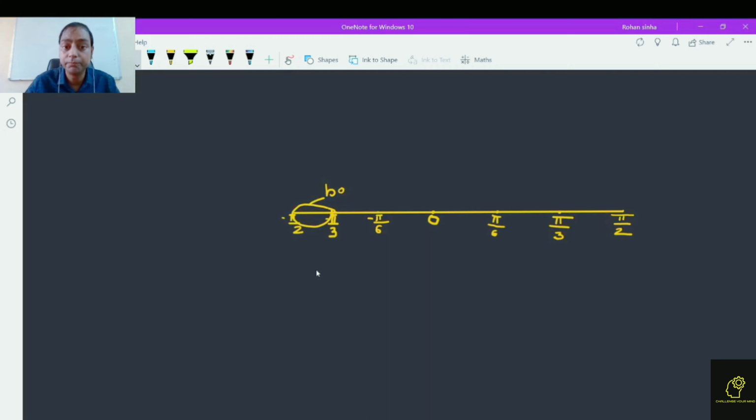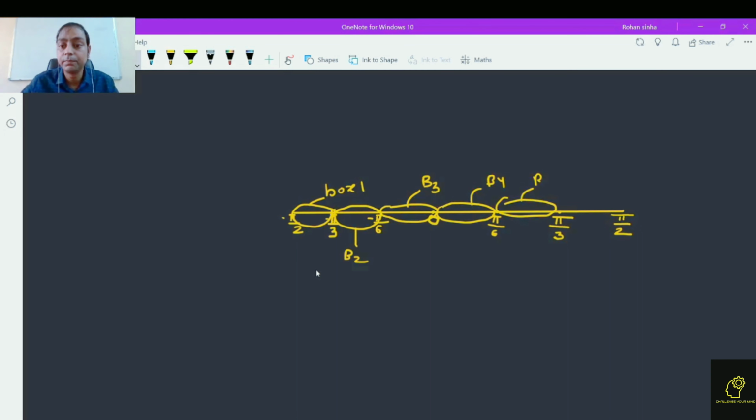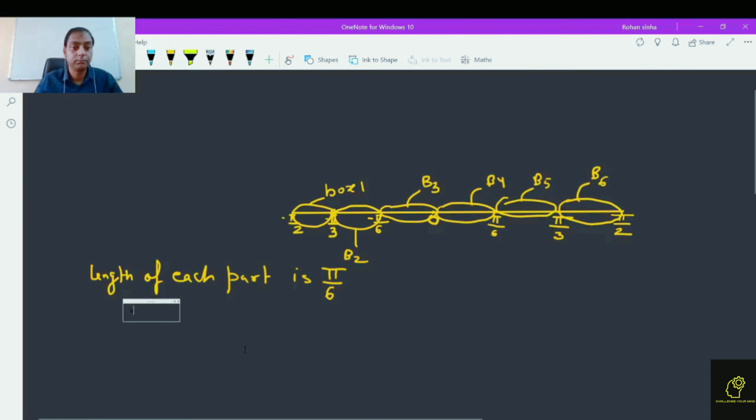Suppose this is box 1. Let us suppose this is box number 2. Mark this with P2. This is box number 3. This is box number 4. This is box number 5. And this is box number 6. Now, the length of each part is pi by 6.